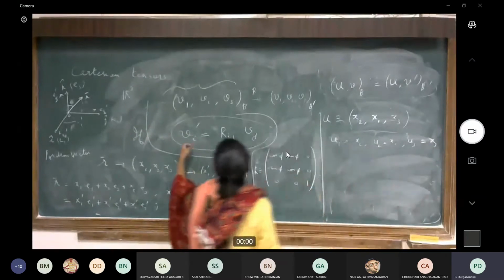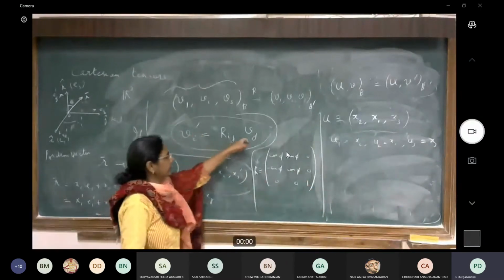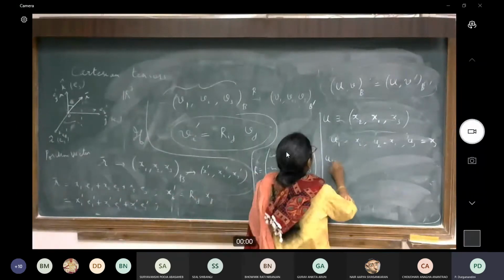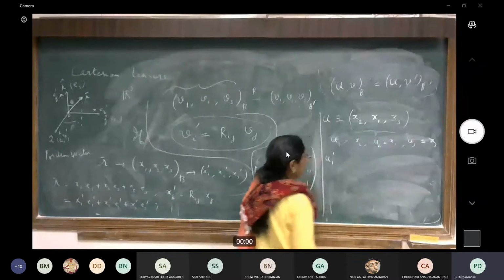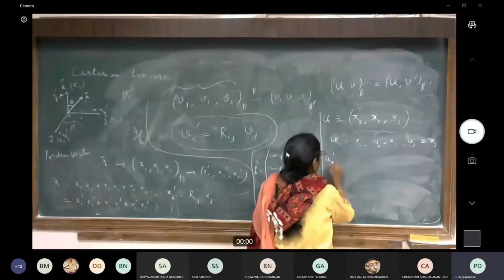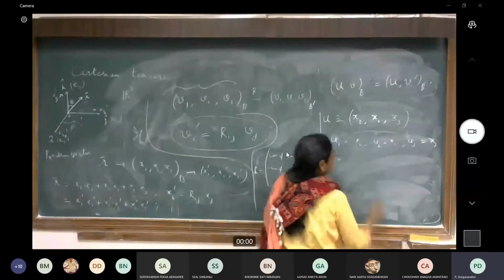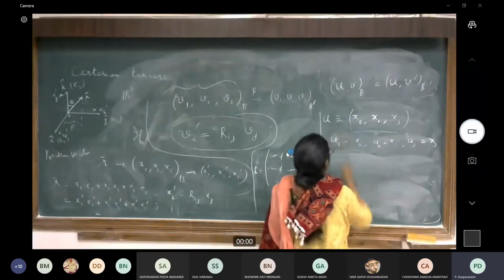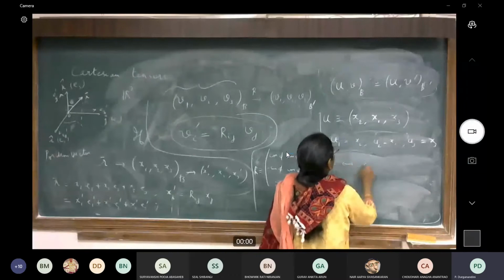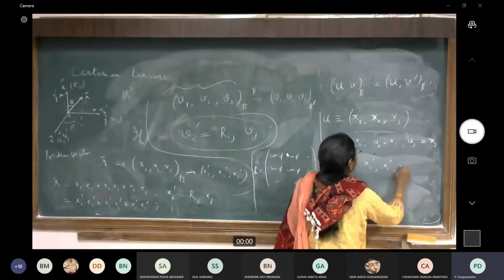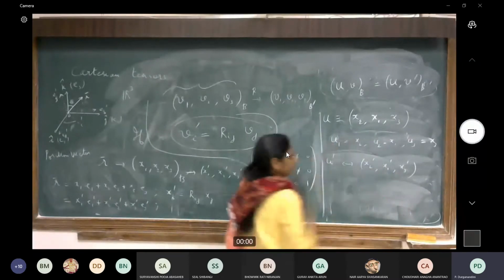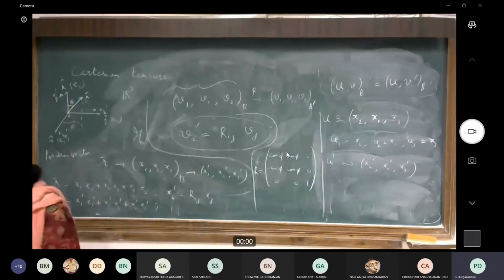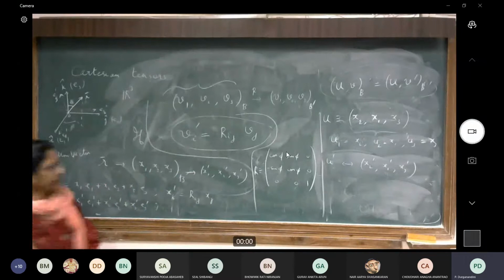So if I can show that Ui prime equals Rij Uj, then I'm done. So I want to find out what U1 prime, U2 prime, and U3 prime are. Now, what is U3 prime? U3 prime will be nothing but x3 prime, because my U prime, according to this definition, should be equal to x2 prime, x1 prime, and x3 prime by definition. I've just taken the position vector and interchanged the first two components. That's all I've done in defining U.